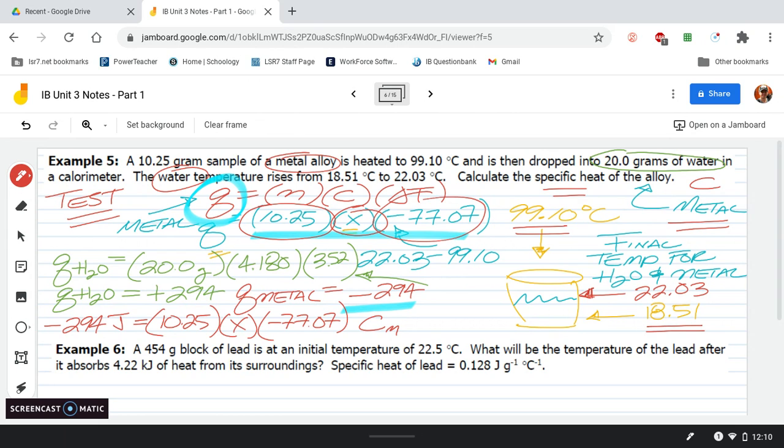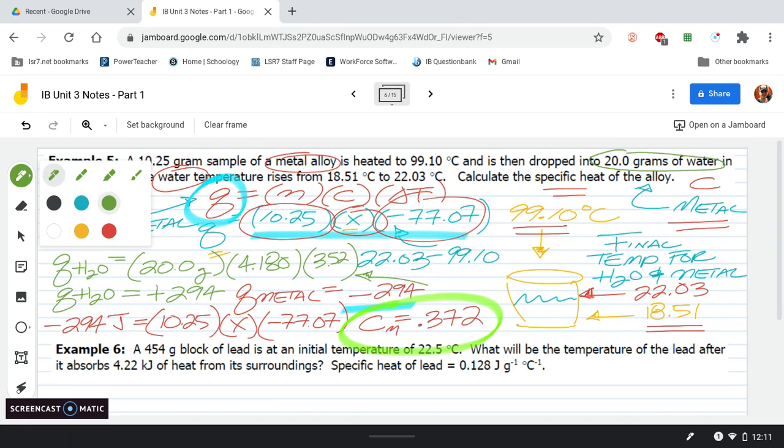C of the metal equals 0.372. Now it makes sense that it's a significant amount less than the water. And that should make sense to us because water has a pretty high value, metals have a pretty low value. And so this is our final answer right there.